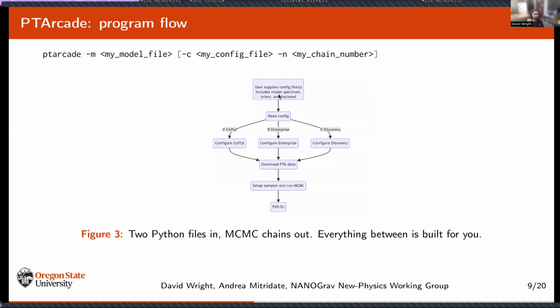But what it does is it's going to read in those config files. It's going to look at what mode you're running in. So PTArcade can connect to a lot of different likelihood codes. Keffel, Enterprise, we're working on Discovery as well, and maybe more in the future too. It's going to configure the right likelihood and sampler for those modes. It'll download the data. Then it's going to set up your sampler, run things, and give you the chains. All you have to supply is the inputs. It's going to give you some nice verbose outputs as it goes, but it's all pre-made.